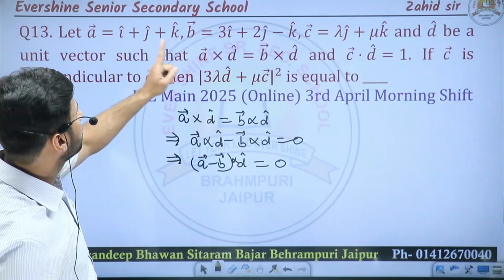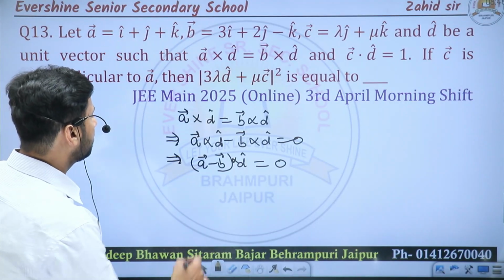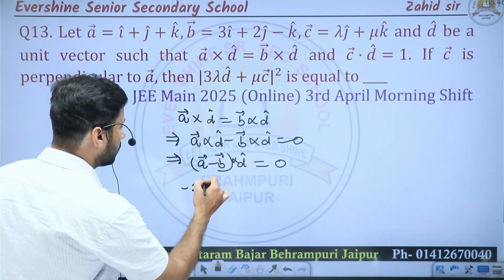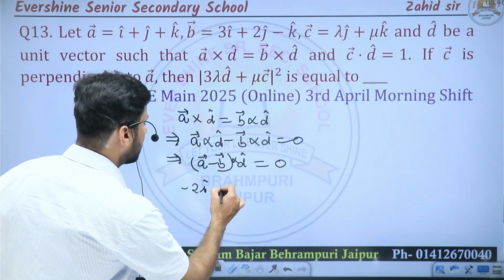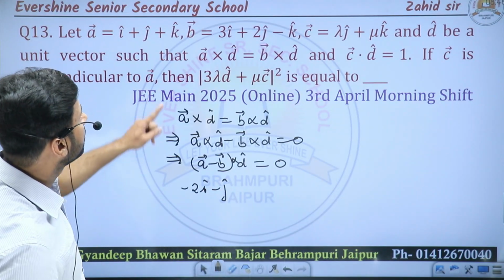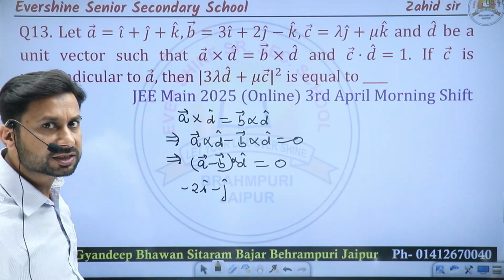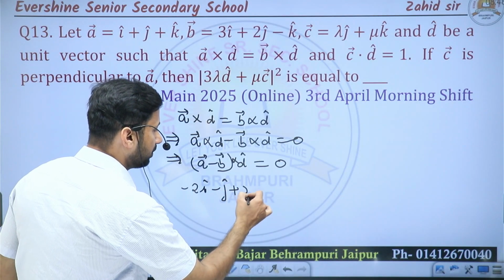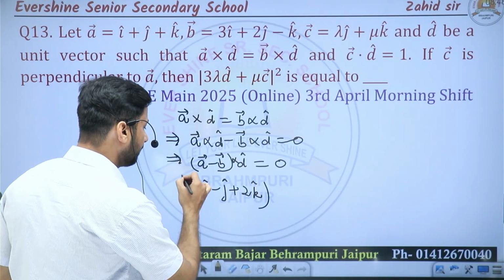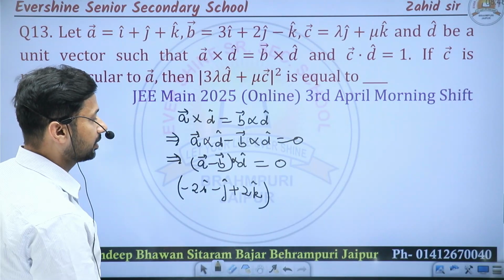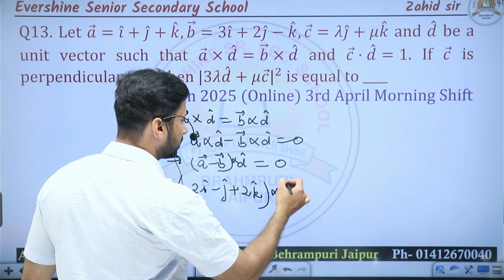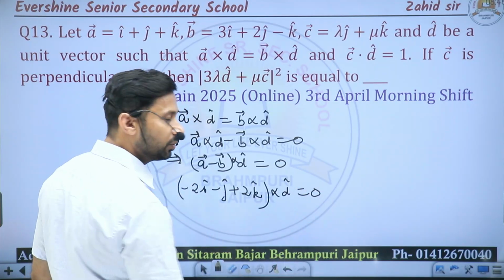A minus B. So 1 minus 3 minus 2 I cap, 1 minus 2 minus 1 j cap, 1 minus of minus 1 will be plus 2 k cap. Okay. So I got the value of A minus B. A minus B cross with D cap, that equals to 0.